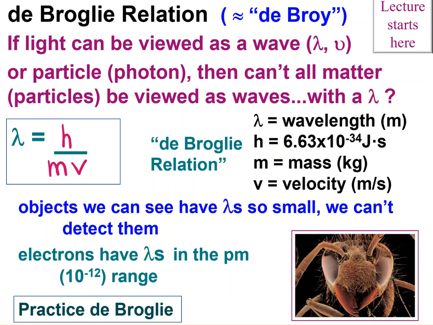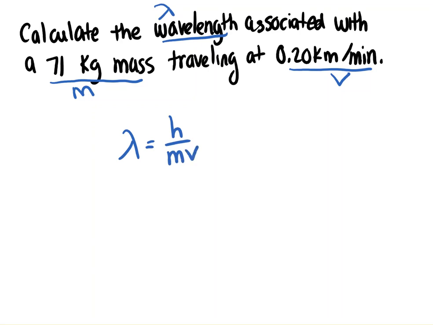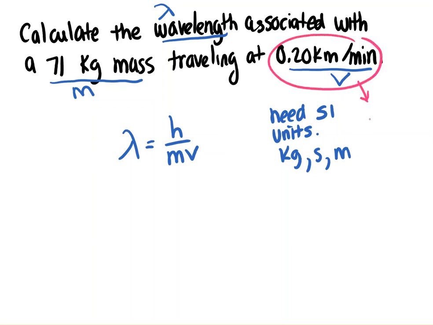So let's go to an example. Okay, so we have a mass, this is a velocity, and we're looking for wavelength. Our equation, but we have to be careful because we need SI units. Kilograms we have, we need seconds, not minutes. Everything else is good. And of course, we need meters instead of kilometers. So we need our speed to be in meters per second. Our mass is okay, and then we should be good.